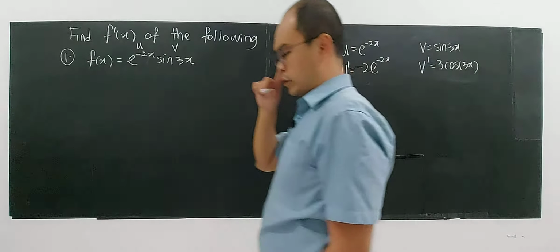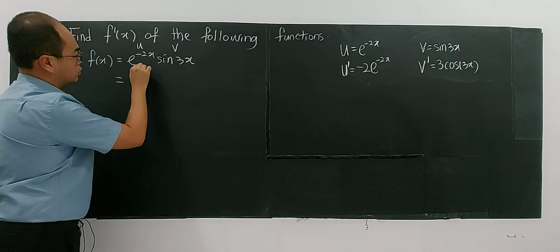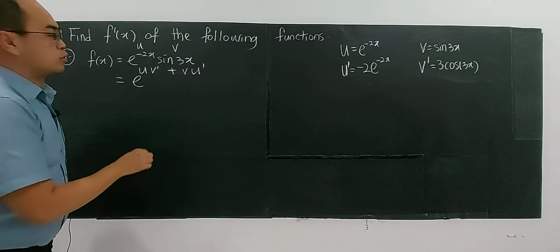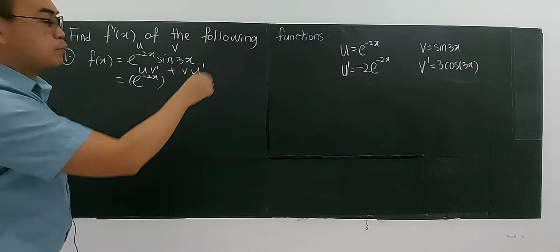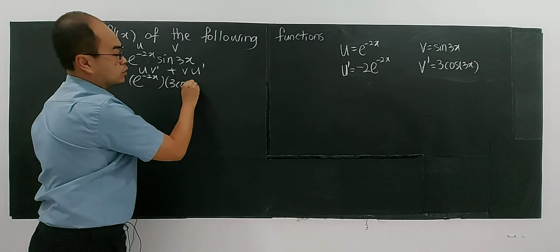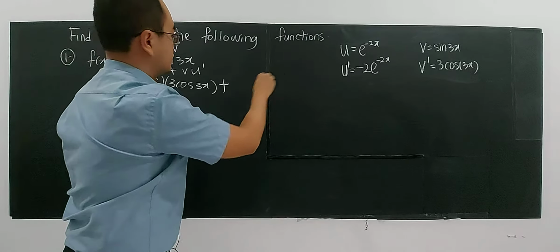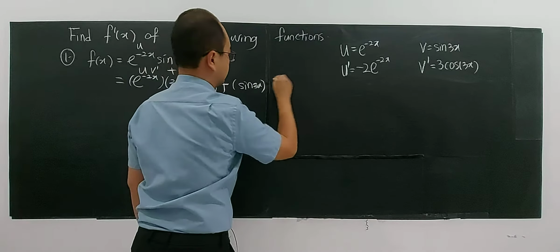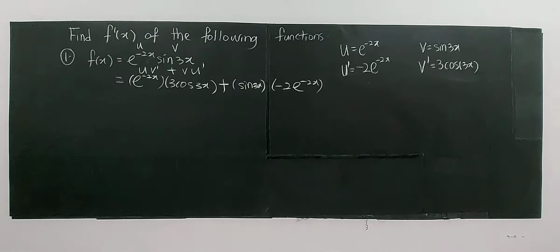So you apply the product rule here, so you will have u v prime plus v u prime, product rule. So u is e to the negative 2x, v prime is 3 cos 3x, plus v, which is sine 3x, times u prime, which is negative 2e to the negative 2x, right? So I have applied the product rule to this f(x).